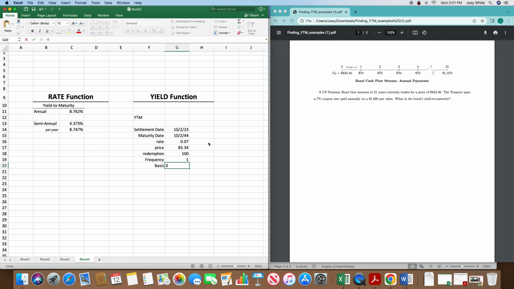So now we'll do equal sign, yield, open parentheses, click the settlement date, the maturity date, the rate, the price, the redemption, frequency, and the basis, and close parentheses. And we get the same thing for a yield to maturity, 8.762%. And notice that if we change this frequency to 2, the yield to maturity will fall because it'll go to the semi-annual yield to maturity.